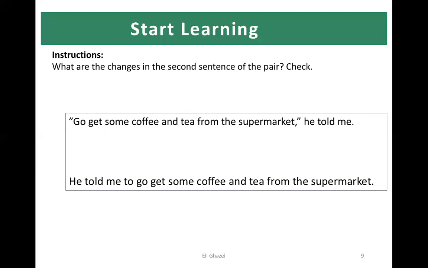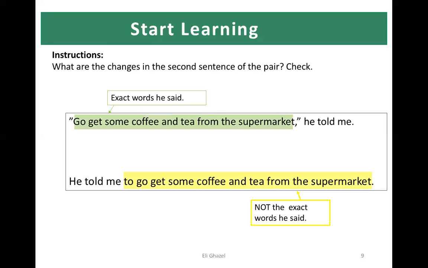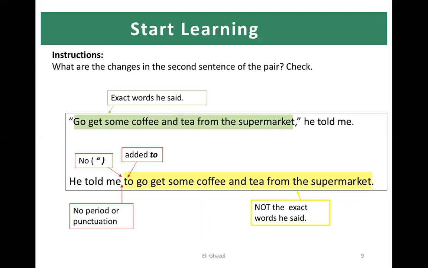Here's the third one. "Go get some coffee and tea from the supermarket," he told me. He told me to go get some coffee and tea from the supermarket. So the exact words are not the exact words. And no punctuation, no quotation marks. We added "to," no quotation marks. So the language rule is starting to build up.